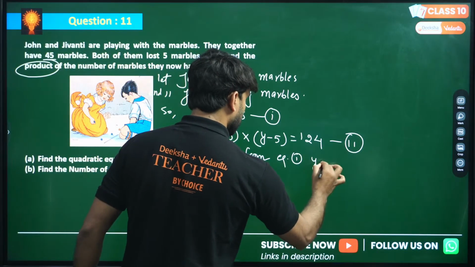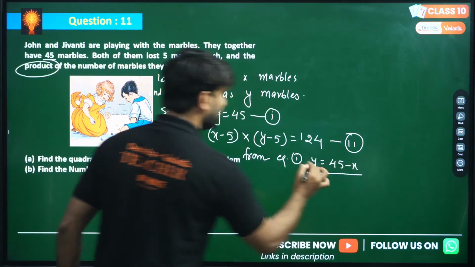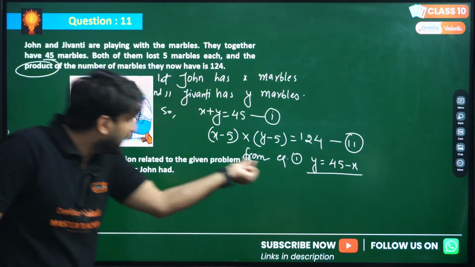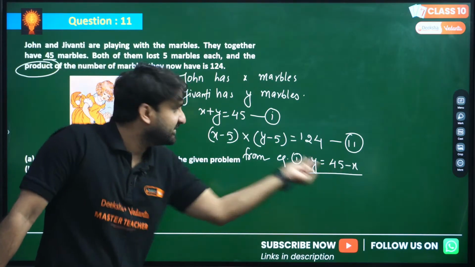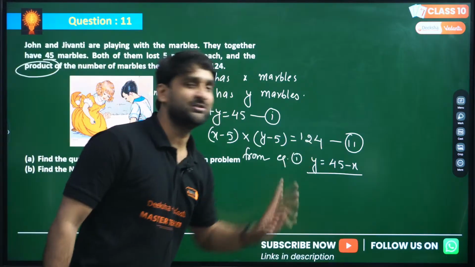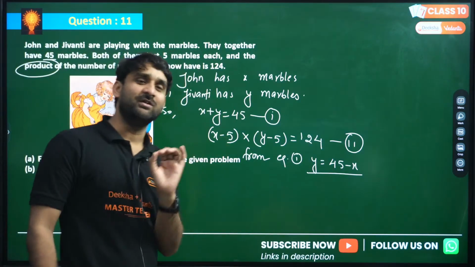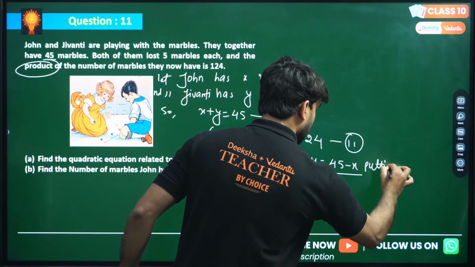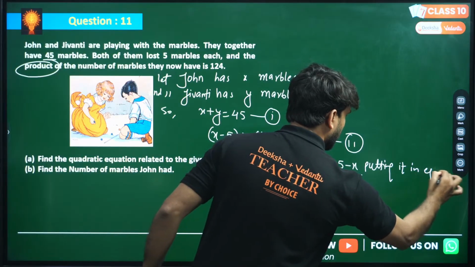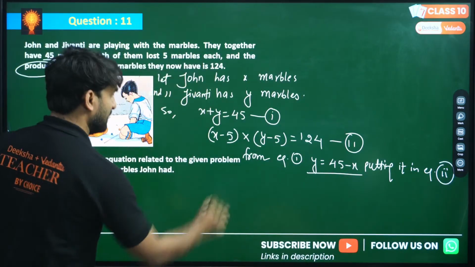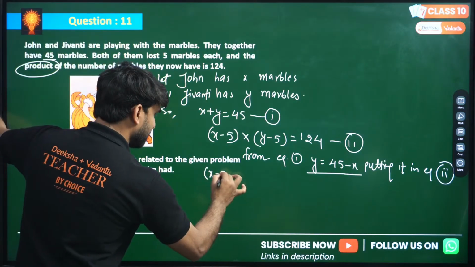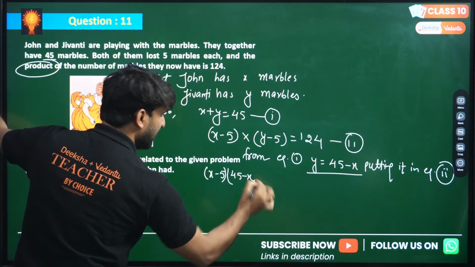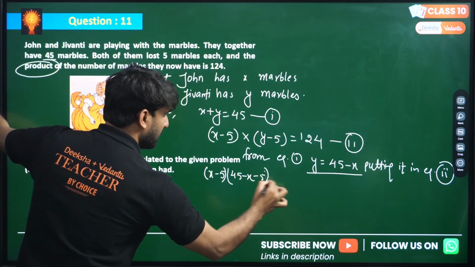So from equation 1, we can find y. We can write y as 45 minus x. From equation 1, y can be written as 45 minus x. And we can put this y equals 45 minus x in equation 2 to make the whole equation in form of x, so that only one unknown variable will be there. So putting it in equation number 2. So let's do this.